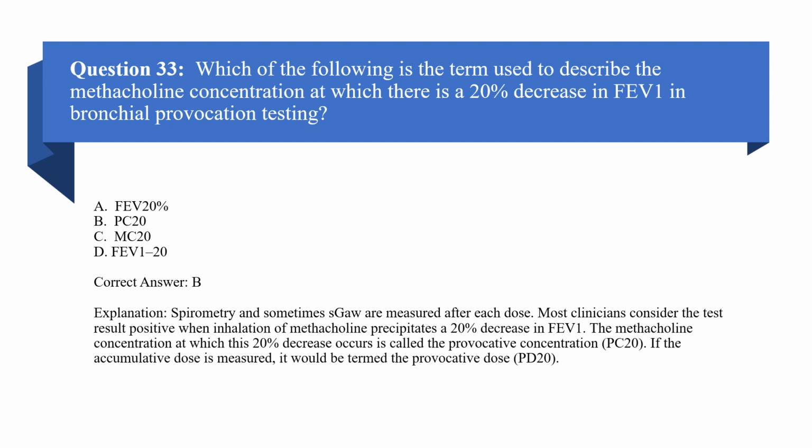If the cumulative dose is measured, it would be basically the provocation dose, or PD20. So just distinguishing between PC20 and PD20, both are kind of key terms in understanding the bronchial provocation testing, or again, also known as methacholine challenge.